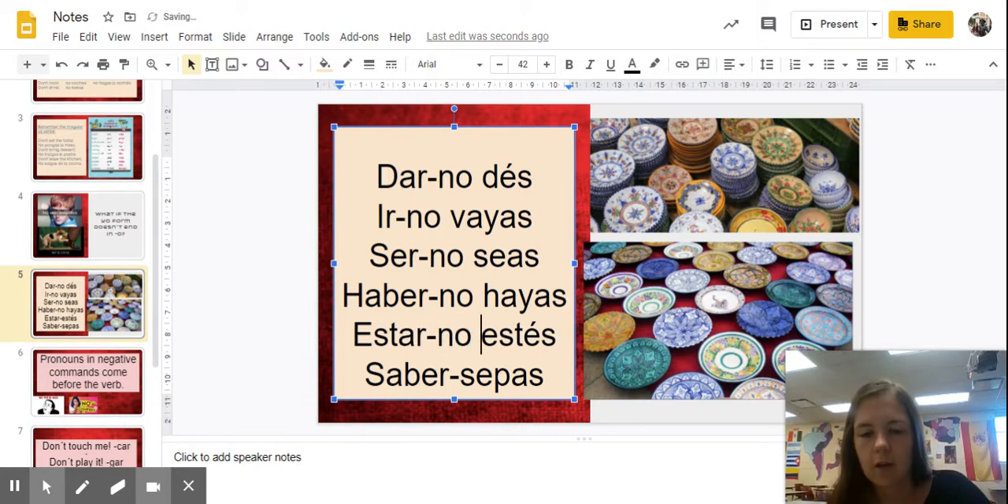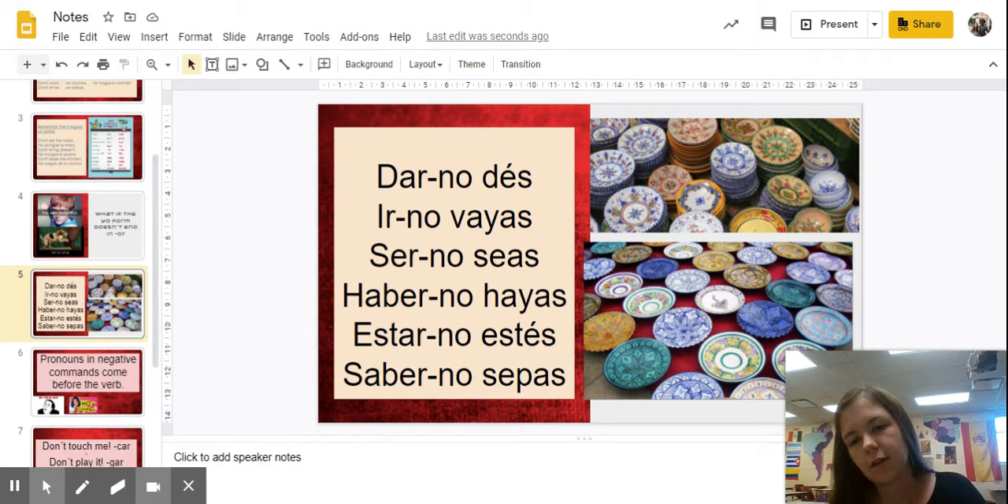Estar's yo form is estoy, so the command is no estés. Saber's yo form is sé, with an accent mark, so its command is no sepas. You have to learn these separately since these yo forms don't end in O. So the reason I have pictures of dishes here is the acronym is DISHES, so that way you can remember all of these.